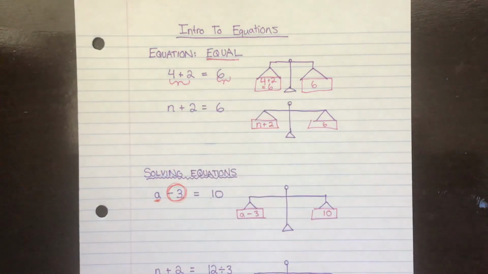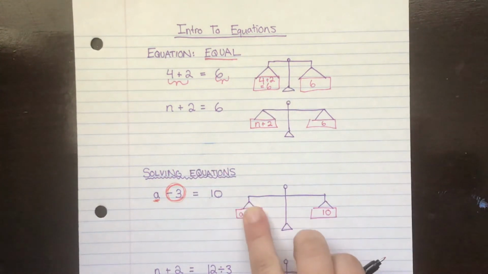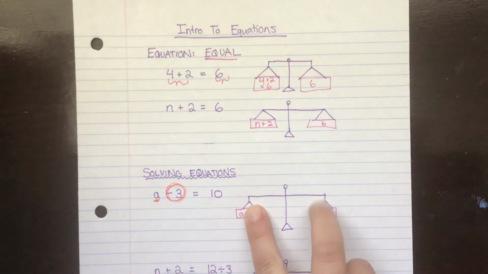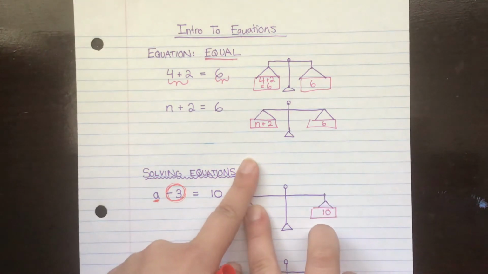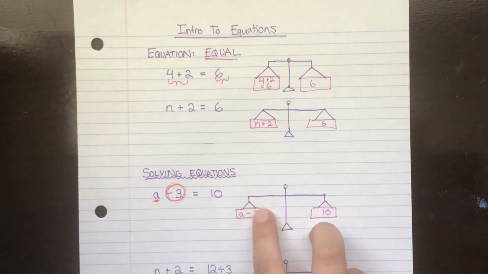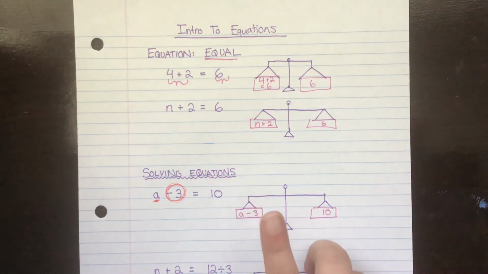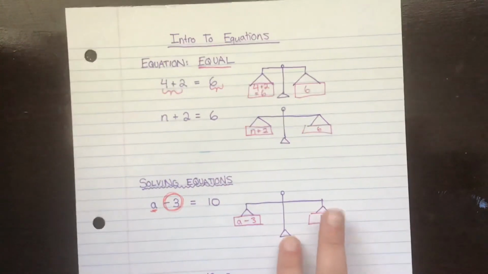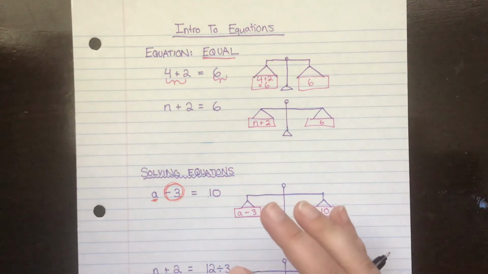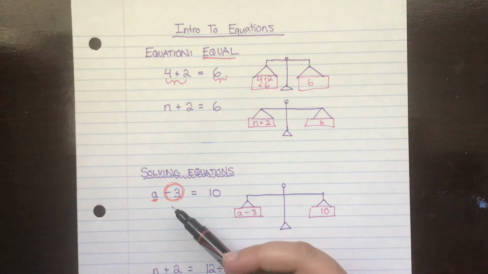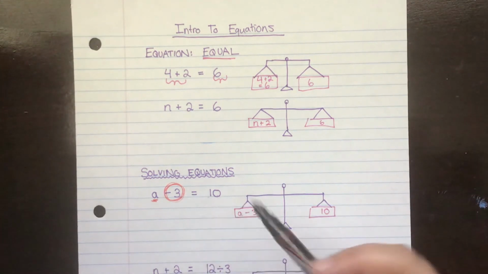Now here's the problem though, grade 4s. If we just got rid of that minus 3 right there, our scales would all of a sudden become imbalanced. They wouldn't be balanced properly. They wouldn't be equal anymore. So I can't just get rid of something. Instead, whatever I do to this side, I have to do to the other side as well. So that's really important.